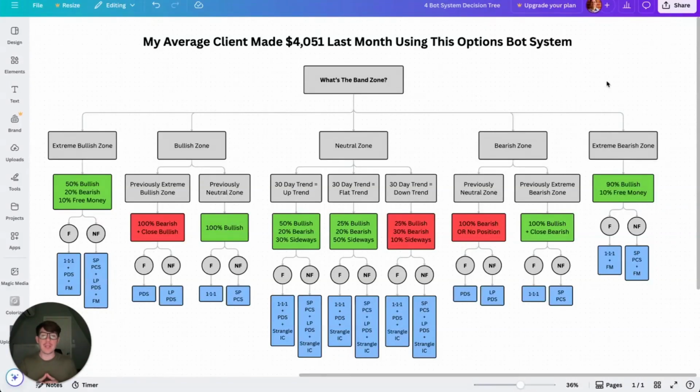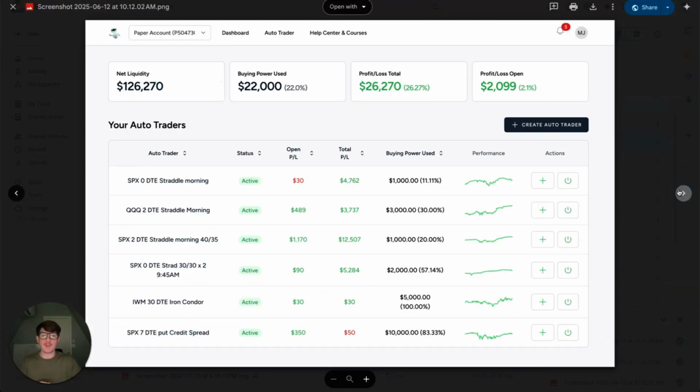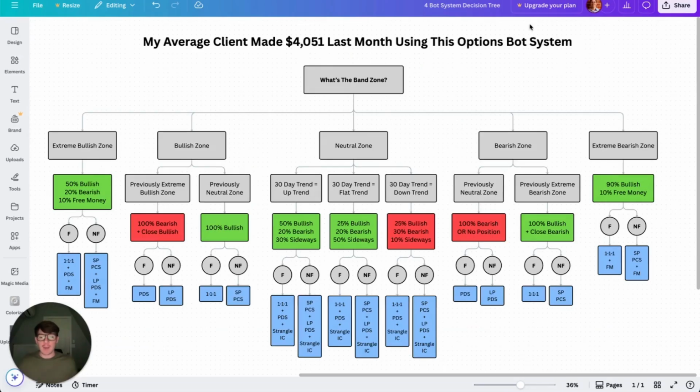In the last 30 days, the average trader using the specific options bot system has made $4,051. That's right, over 100 people just now implemented this system into their trading, and the results are crazy. Here's an example from someone who made $613 in their first 30 days, $26,000 in their first 30 days, and a $1,261 return in their first 30 days. Now, again, I'm not saying that's typical, that's average or whatever, but installing this system has changed a lot.